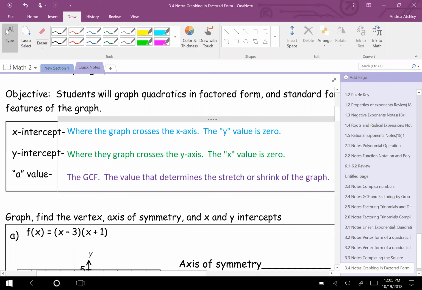Okay, so we're going to graph quadratics when they're in factored form and identify all the key features. The first is the x-intercepts, and again, that's where the graph crosses the x-axis. The y value is 0, so on the x-axis, y equals 0. The y-intercepts then are where the graph crosses the y-axis, then the x value is 0. Then the a value is the GCF, the value that determines the stretch or the shrink of the graph.